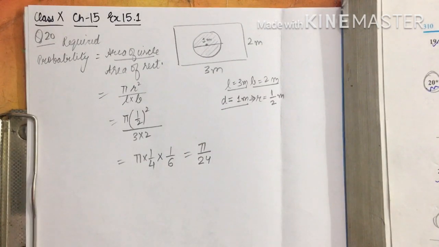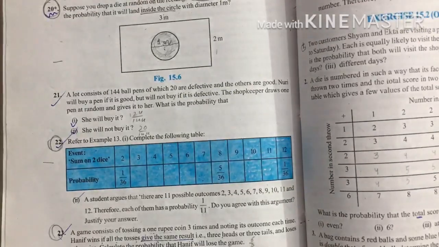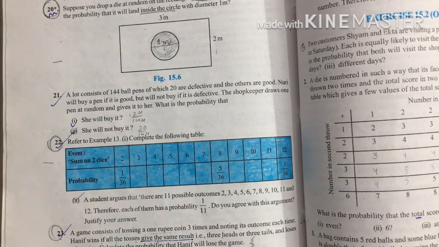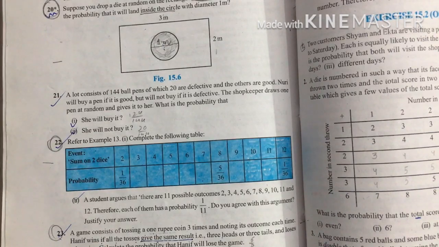Let's take a look at 21st question. A lot consists of 144 ball pens, of which 20 are defective and the others are good. We have done a question similar to this, the one with the bulbs. Total number of pens is given. Defective pens are 20. Remaining will be the good pens. Noori will buy a pen if it is good, but will not buy if it is defective. The shopkeeper draws one pen at random and gives it to her. What is the probability that she will buy it?